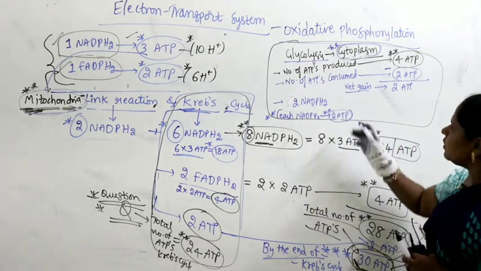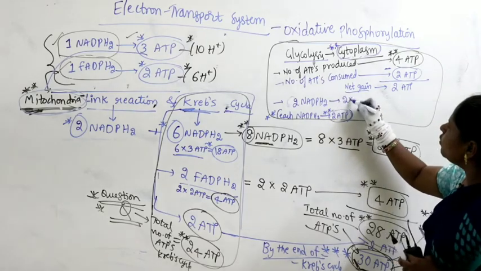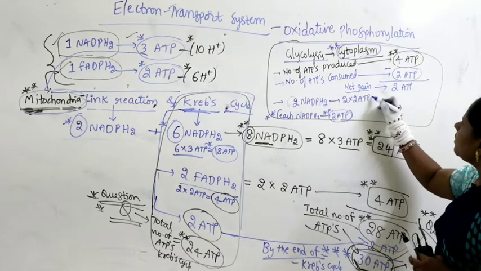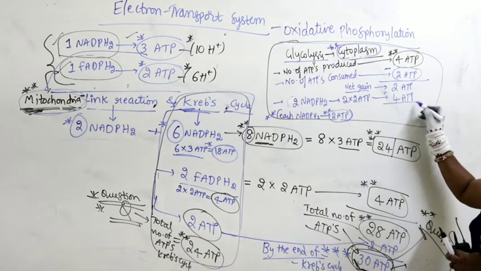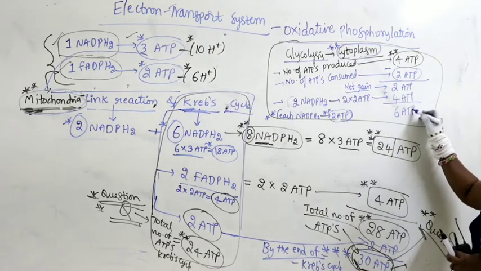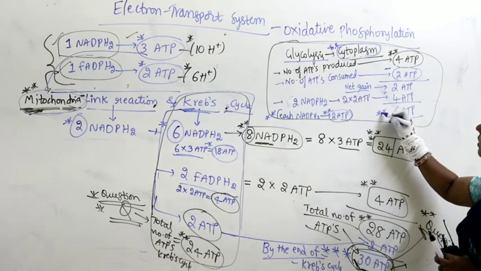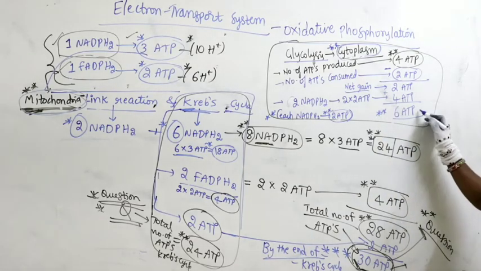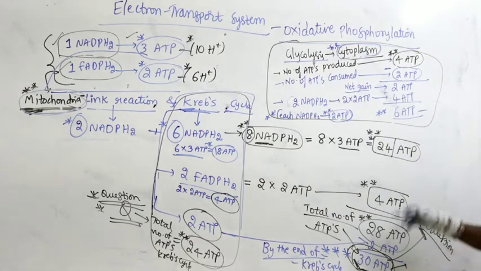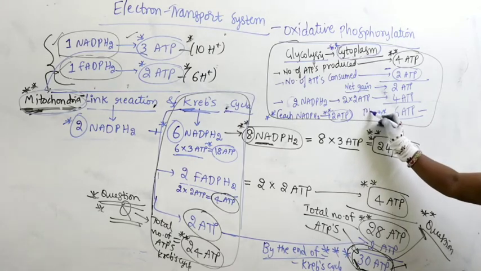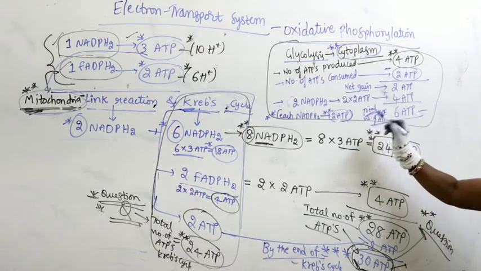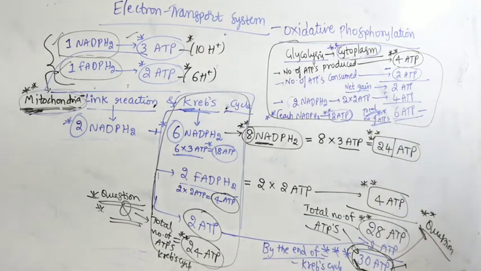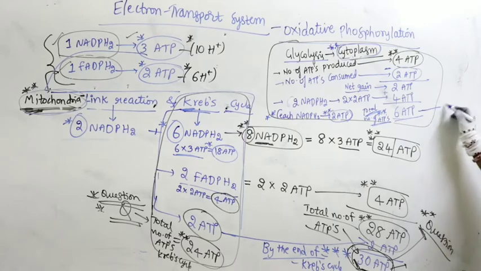glycolysis. That means 2 NADPH2 means 2 into 2 ATP, altogether producing 4 ATP. So, the total number of ATPs will be 6 ATP. That is from glycolysis. So, the total number of ATPs from glycolysis is 6. Okay, this is number 1.